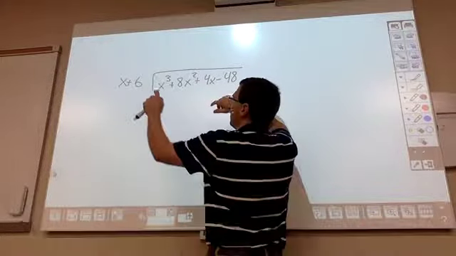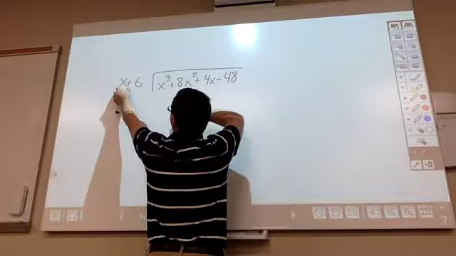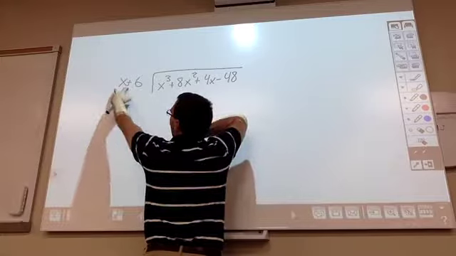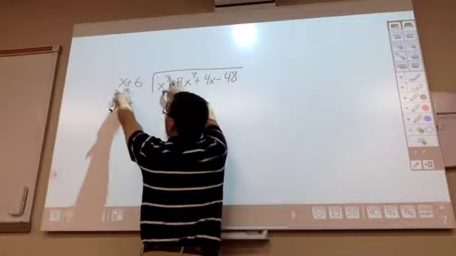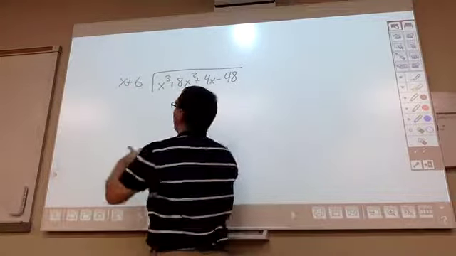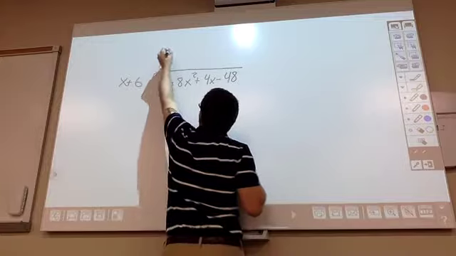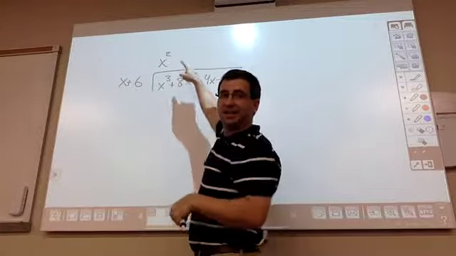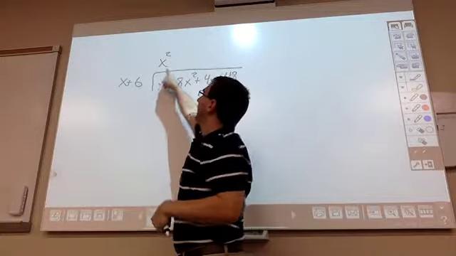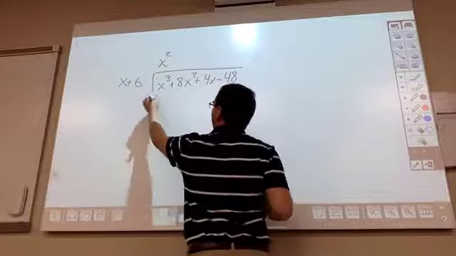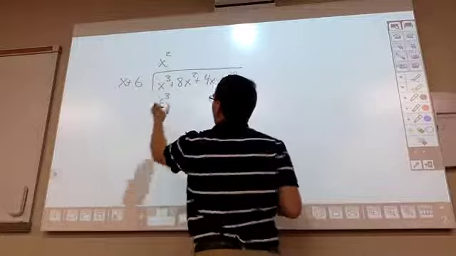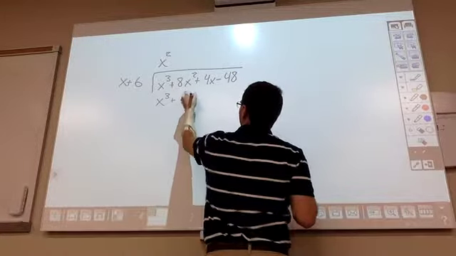Well, first things first. We look at the x term right here, and we look at this x cubed term right here. Ask yourself, what times x gets me x cubed? Well, x times x squared gets me x cubed. So that means I'd have an x squared up at the top here, and then I take this x squared term and multiply it by x plus 6. So x squared times x should give me an x cubed. X squared times 6 should give me a positive 6x squared.